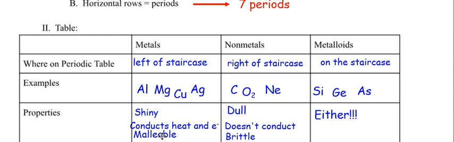And a metalloid can have properties of either. So silicon can be shiny, it can conduct, but it's brittle, all right? So they have properties of both, okay?